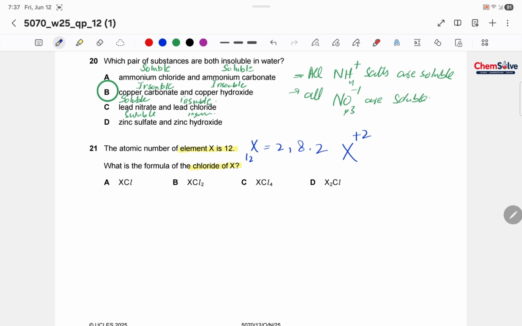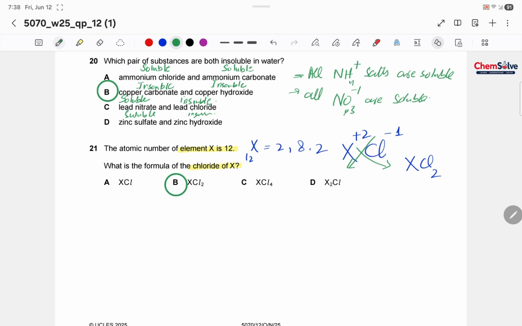And we have to calculate the formula of the chloride of it. Chloride is from group 7 and it has the oxidation state of -1. So what do we do when the formula is being made? The charges are swapped like this. So the resultant formula would be XCl2. So our answer would be XCl2. So the answer is B, right?